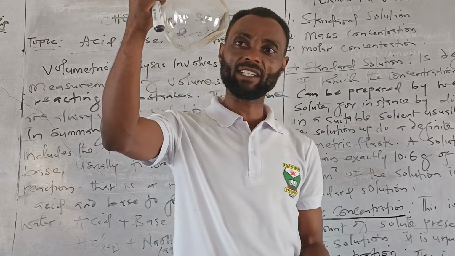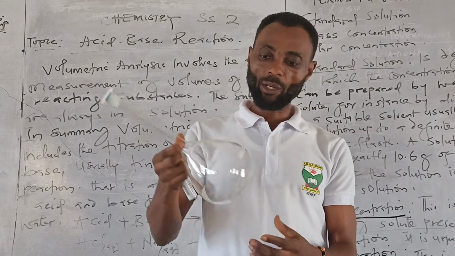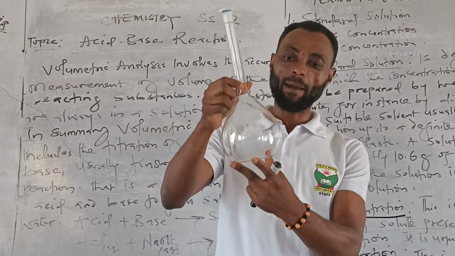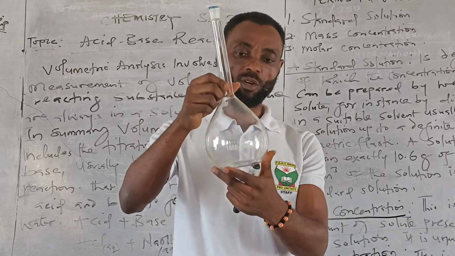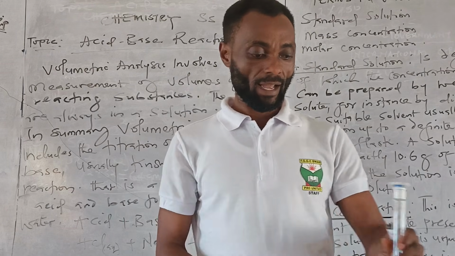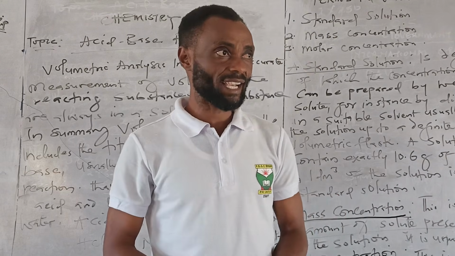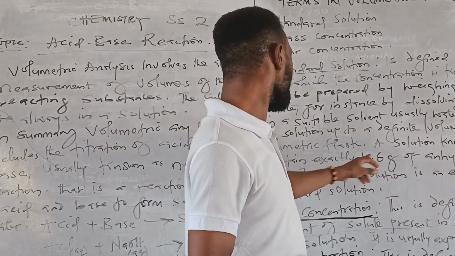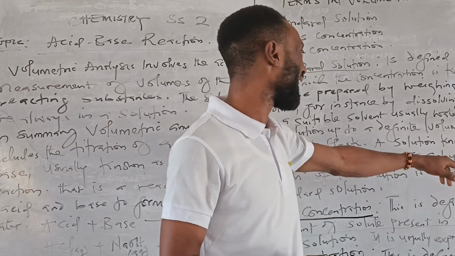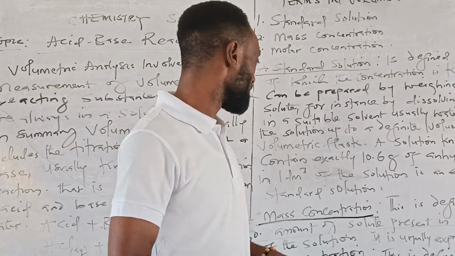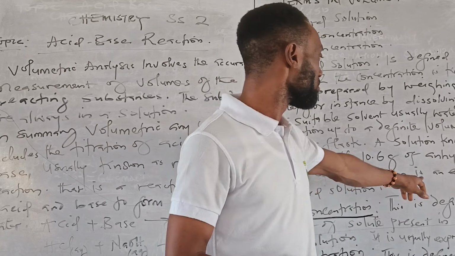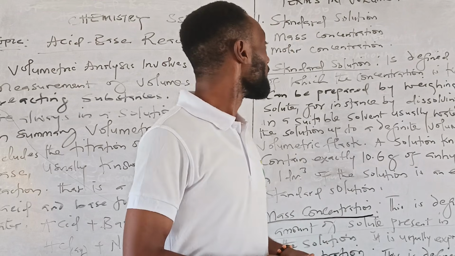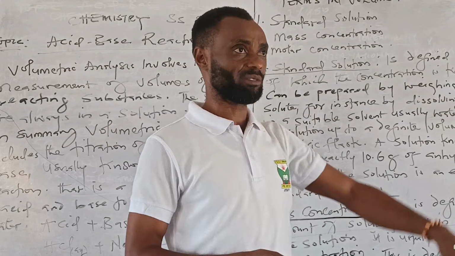As you can see, this is the volumetric flask. And we normally use this because this is a flask that is used to give us an accurate measurement of whatever solution you want to measure in the lab. And when we talk about a standard solution, for example, a solution known to contain exactly 10.6 grams of anhydrous sodium trioxocarbonate(IV) in 1 decimeter cube of the solution is a very good example of a standard solution.